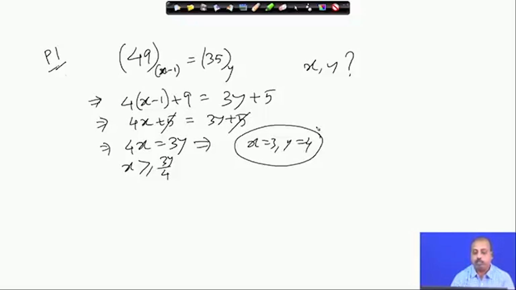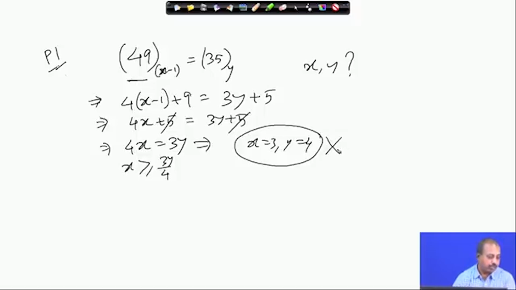It is not, because x minus 1 is the base of this number system. If x equal to 3, the base becomes equal to 2, so the allowed digits are only 0 and 1, but here I am using the digits 4 and 9. So x equal to 3 is not valid. Similarly, y equal to 4 is also not valid, because here it is 35, so we have a digit which is 5, and the base has to be more than 5. So it cannot be equal to 4. This solution is incorrect, so we cannot take this as the solution.